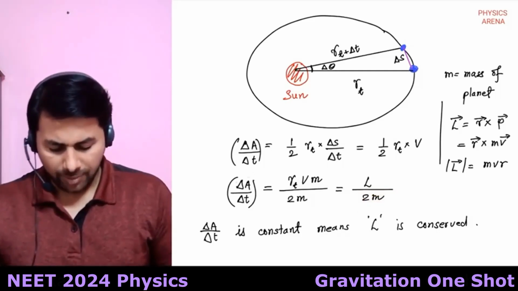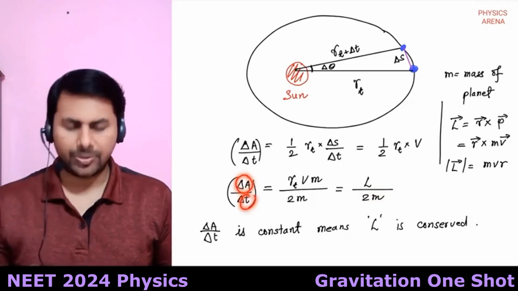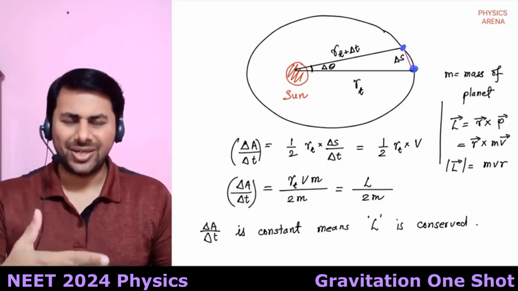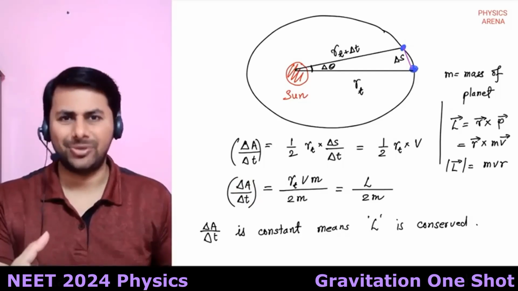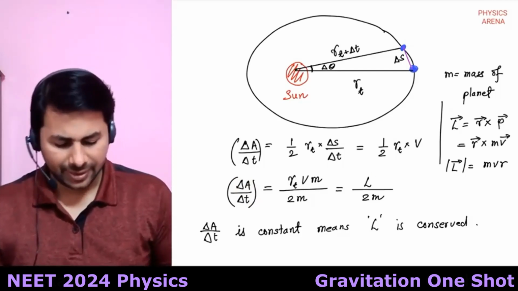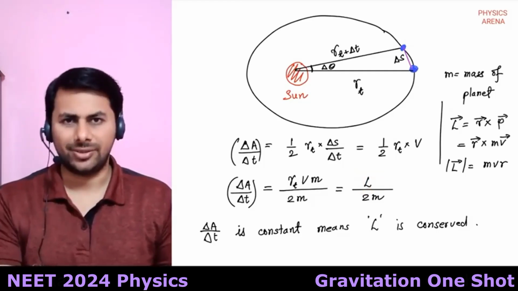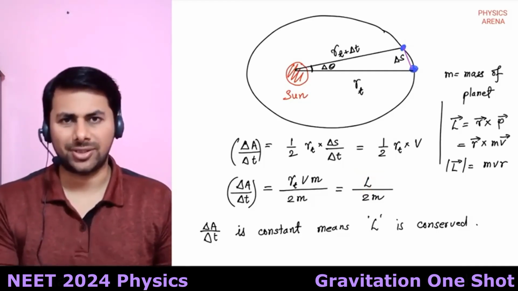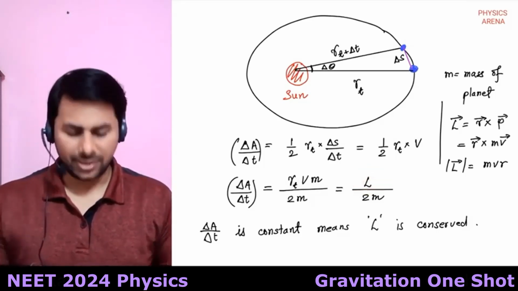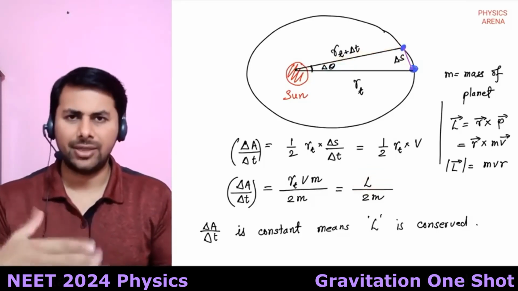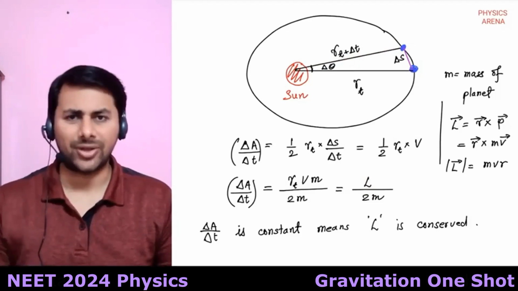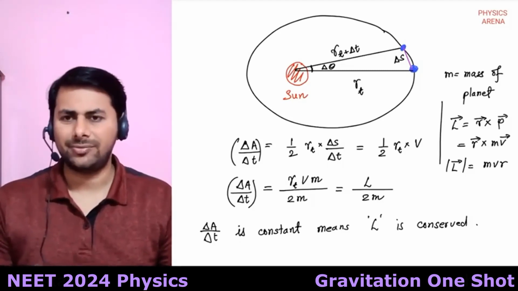Now the area covered with respect to time, if it is constant, that means that L, the angular momentum, is constant. So if angular momentum is constant, the area covered in equal times will be equal. Area covered per unit time is a constant. Is this point clear?